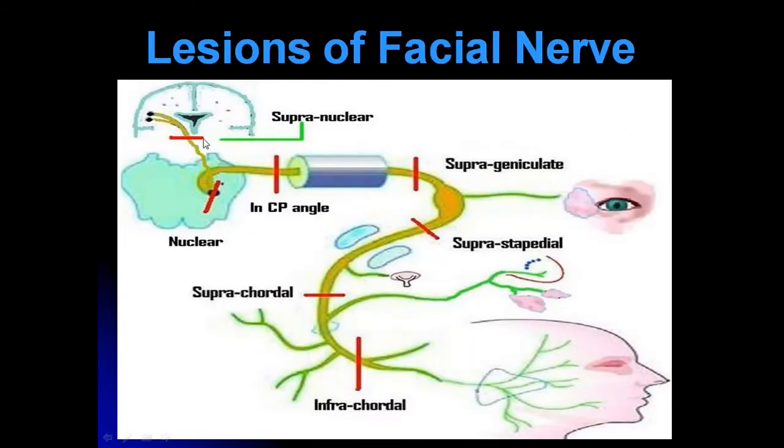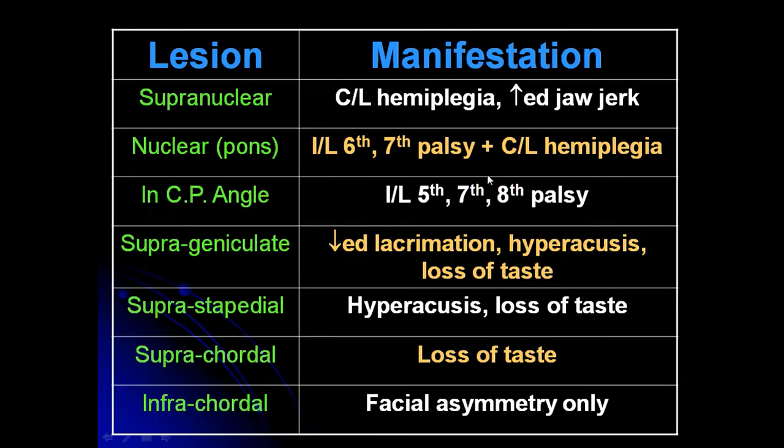So lesions of the facial nerve can be supranuclear, nuclear, CP angle, suprageniculate, suprastapedial, supracaudal, infracaudal. Anywhere the lesion can occur in the facial nerve. So supranuclear is an upper motor neuron lesion. Nucleus belongs to the lower motor neuron. Upper motor neuron lesion: opposite side, lower half of the face paralyzed. Lower motor neuron lesion: entire side, same half paralyzed. Just remember like that.